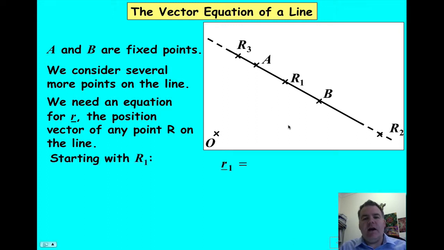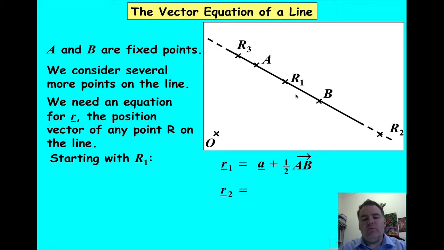Alright, so how do we get to R1? Well, to get from O to R1, I'm going to go from O to A first. This is a point on the line that I know. So we'll call that the vector little a. And then I'm going to move from A to R. In this case, A to R is a half of the vector A to B. Okay. So that would give me the position vector of R1.